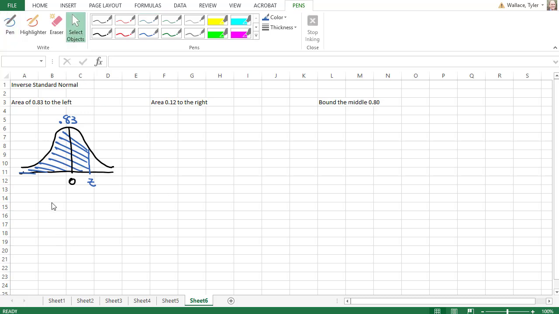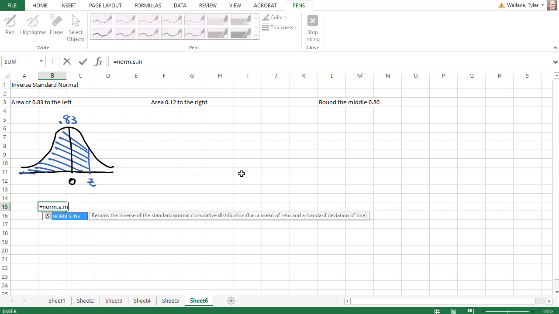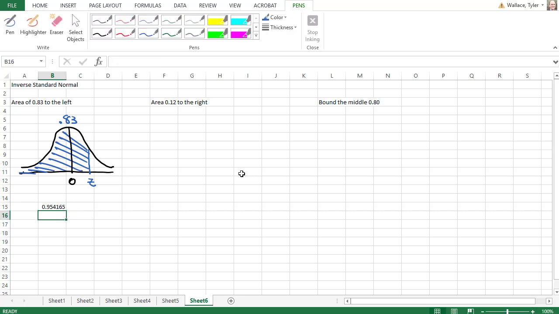Well, fortunately, Excel does do area to the left without any problem. So we're going to type in equals norm.s.inv. The inv gives us the inverse. We have the area. We want the z-score. And the probability we want to the left is 0.83. Put that in parentheses. And when we hit enter, we find the z-score that corresponds with an area of 0.83 on the left is 0.95.